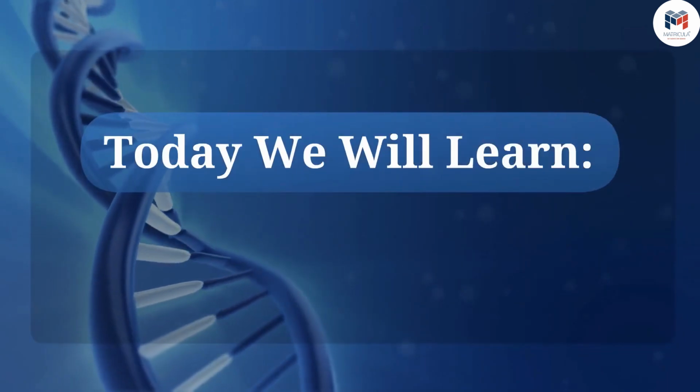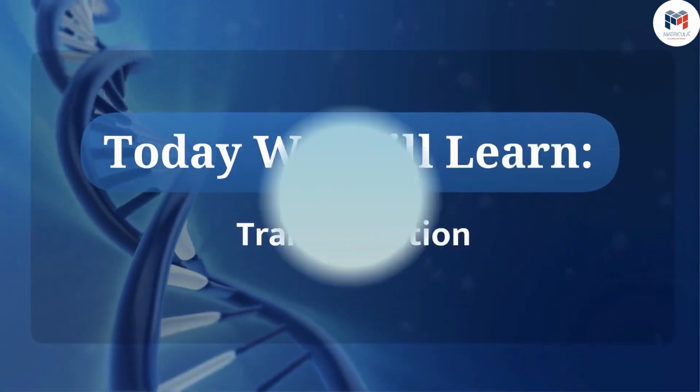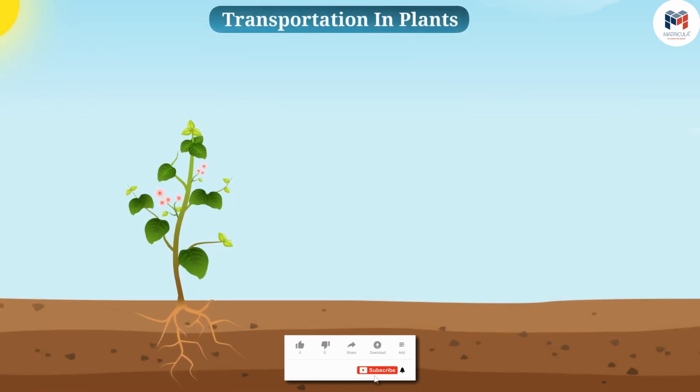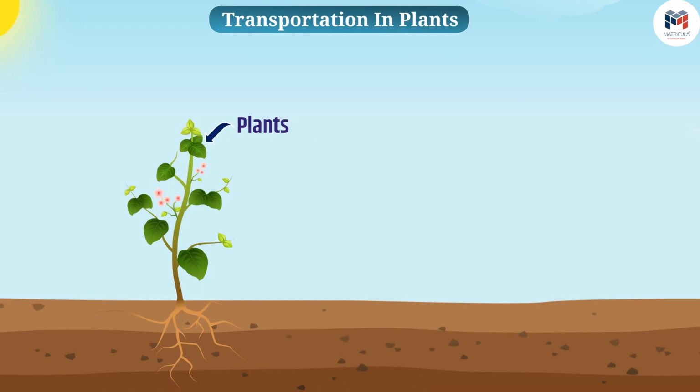Today we will learn about transportation. The process of transportation of various substances in the body of the organism is accomplished by the transportation system. Transportation in plants. Let us first talk about the transportation in plants. In plants, the function of transportation of various substances takes place with the help of conducting tissue, xylem and phloem.